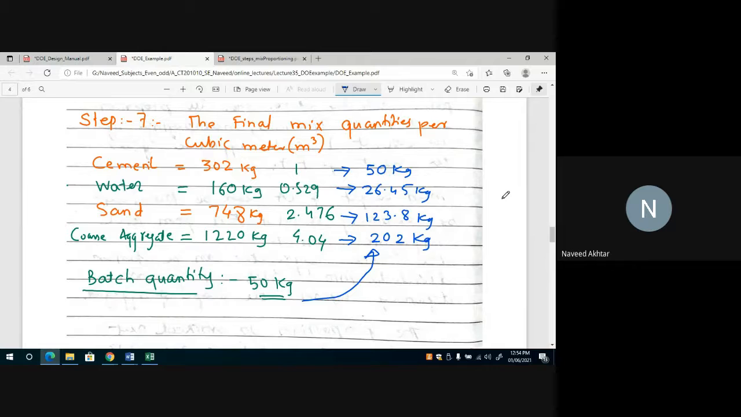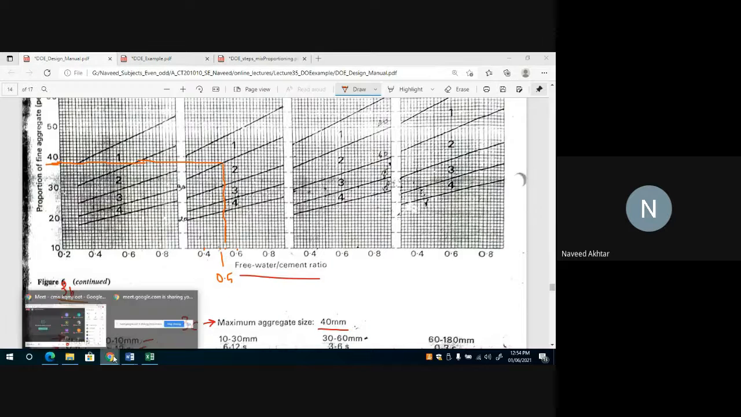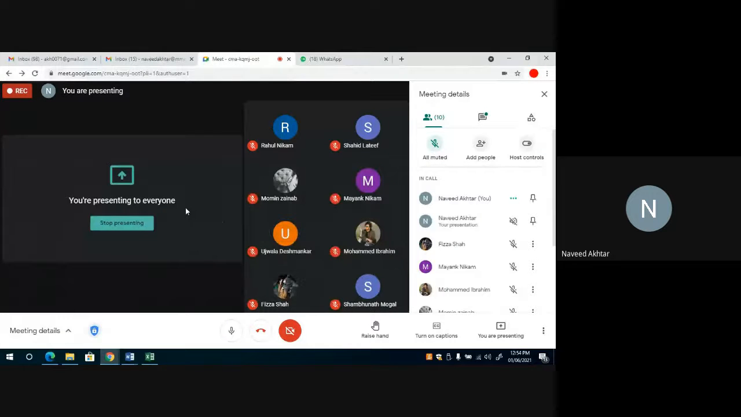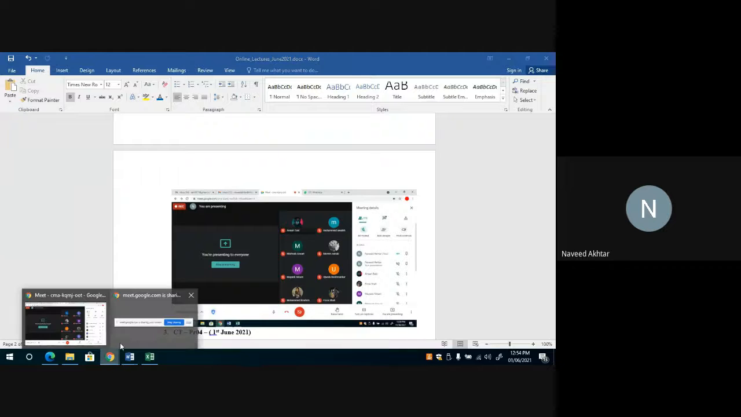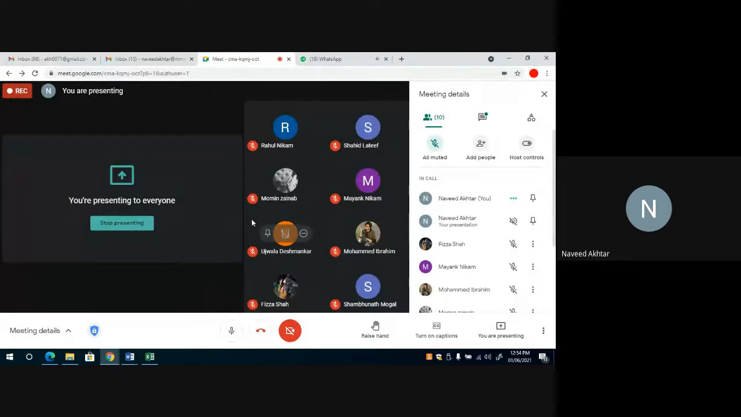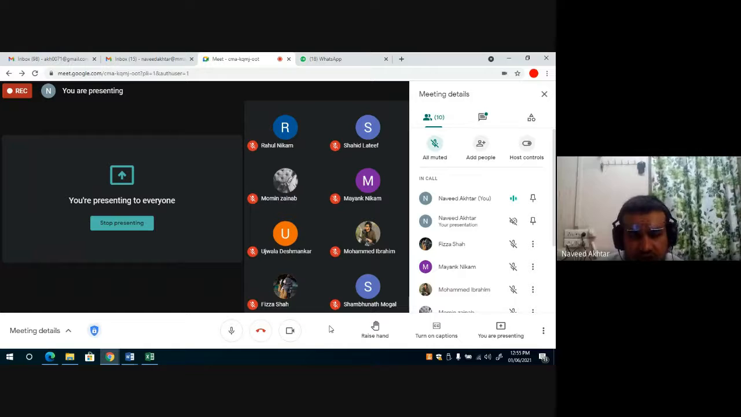Okay, so this is today's lecture example on the mix proportioning of your concrete by the DOE method. If you still have any doubt or any question, you may ask me. Otherwise, we will stop here.